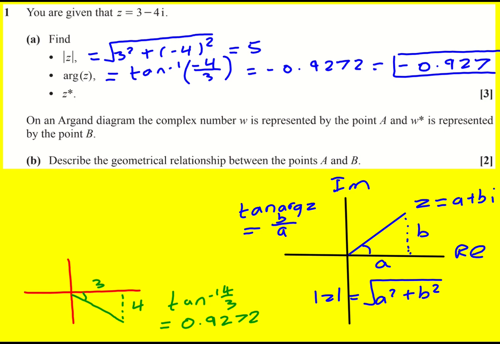So you've got two options. You can either use this, which is always true, inverse tan of b over a, or we can draw a diagram and figure it out from there that we're going to get the minus 0.927. Finally, for the complex conjugate, this is when you just swap the signs on the imaginary part. So I'm going to get 3 plus 4i.